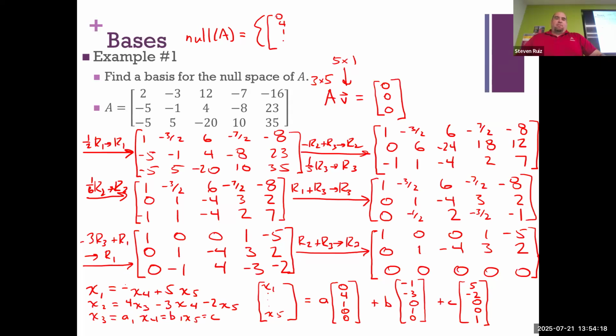0, 4, 1, 0, 0, negative 1, negative 3, 0, 1, 0. And finally, 5, negative 2, 0, 0, 1.